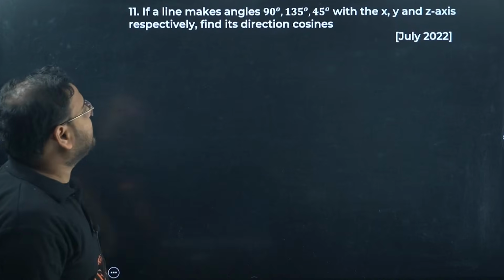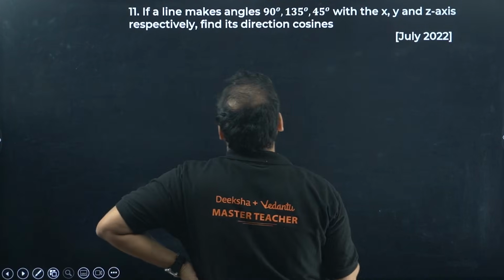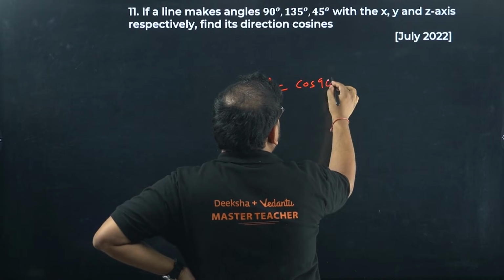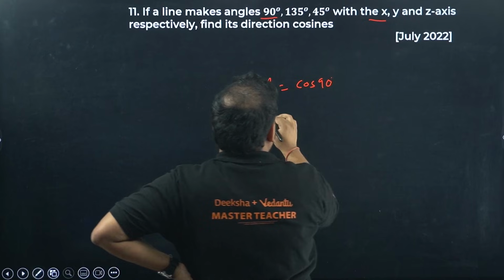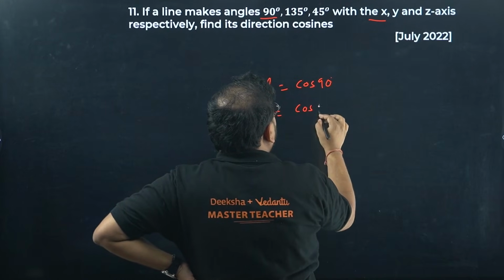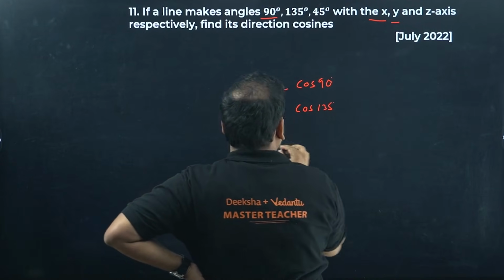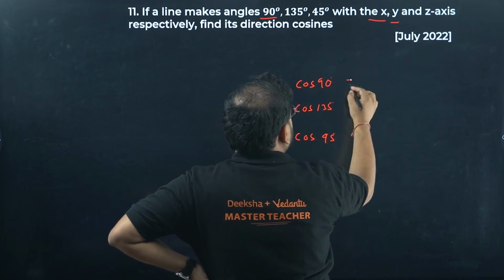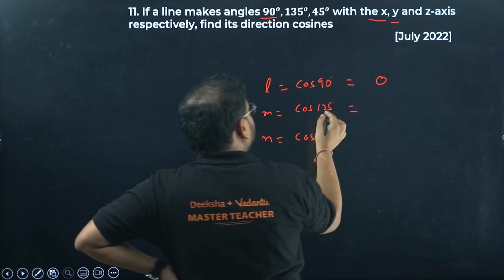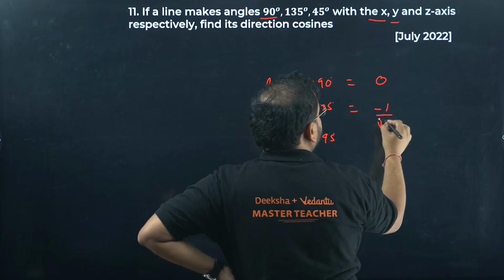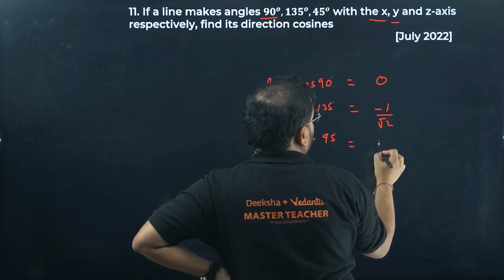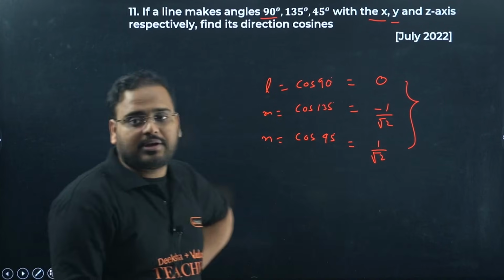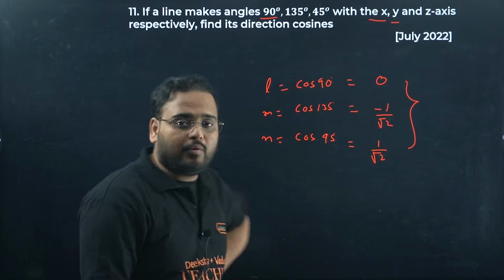If a line makes an angle 90, 135 and 45, what is the direction cosines? So L is cos of 90 because this is saying that 90 with x-axis. M is cos of 135 with y-axis. N is cos of 45 with z-axis. So it will be what? 0. It will be in second quadrant, so minus 1 by root 2. And this will be in the first quadrant, so 1 by root 2. This right is the value of your direction cosines. Please check. Yeah, 0, minus 1 by root 2 and 1 by root 2.